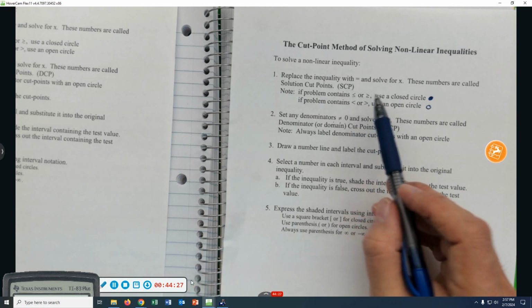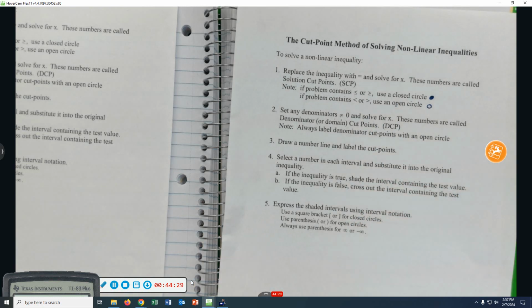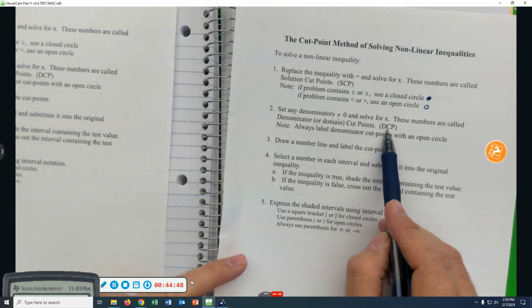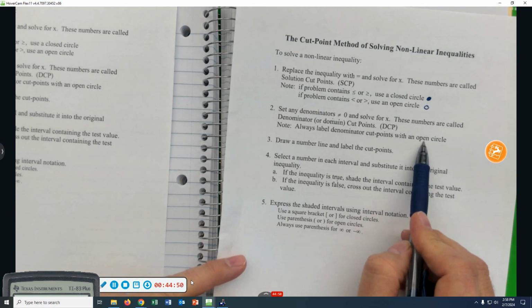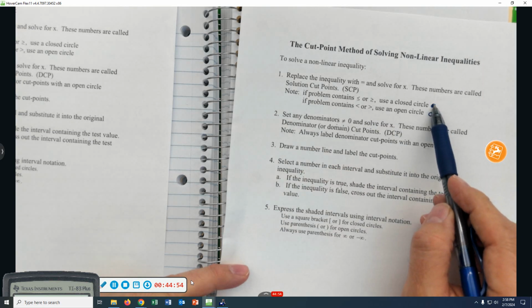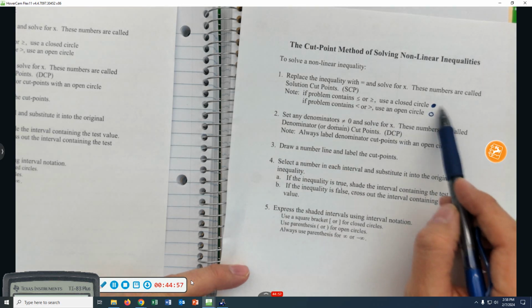Okay? If you're a view and example kind of person, they're not calling these things solution cut points and denominator cut points. They're not even calling them cut points. It's just these numbers. Okay? I think having some sort of way of referring to these is important. It's the denominator cut points that are always open circles. The solution cut points, that's when you look at the symbol and decide between open and closed circle.